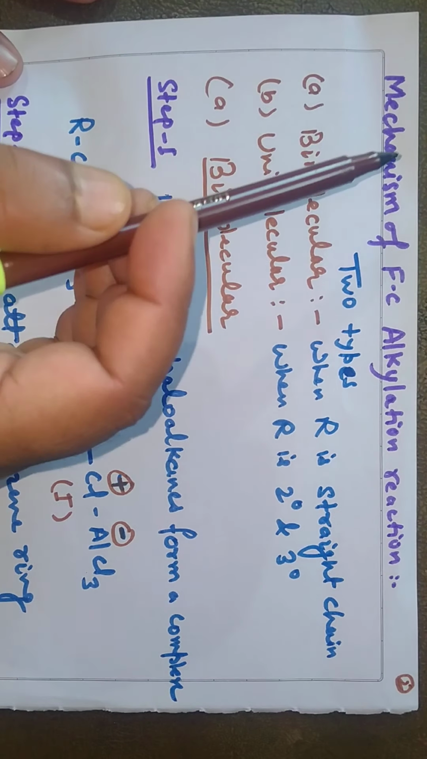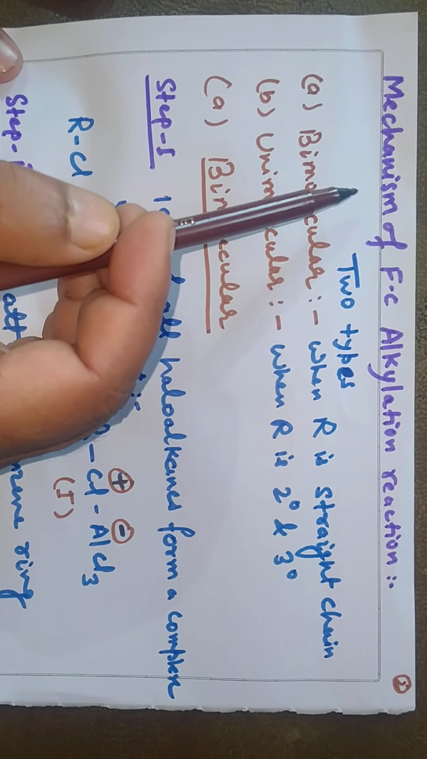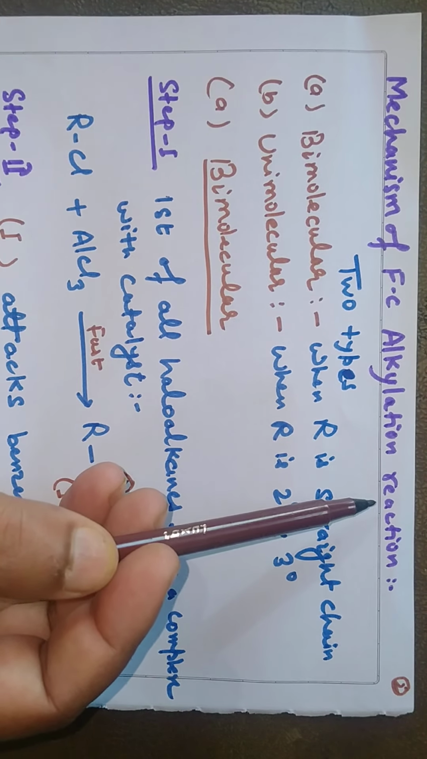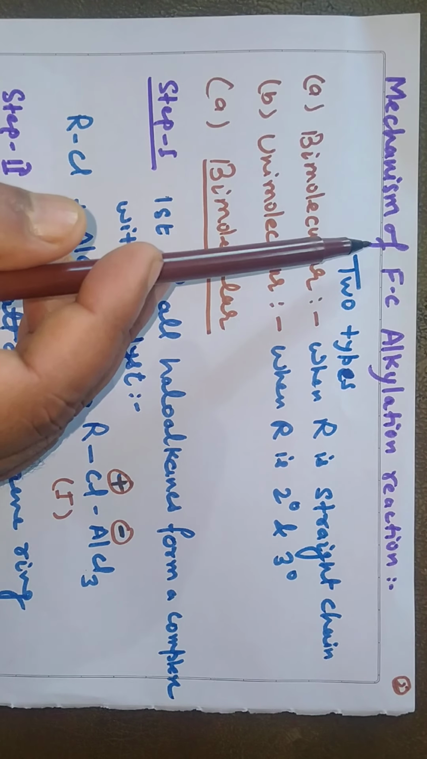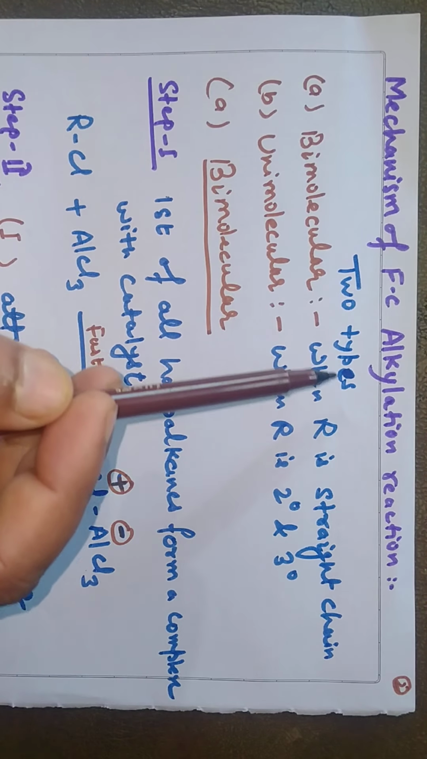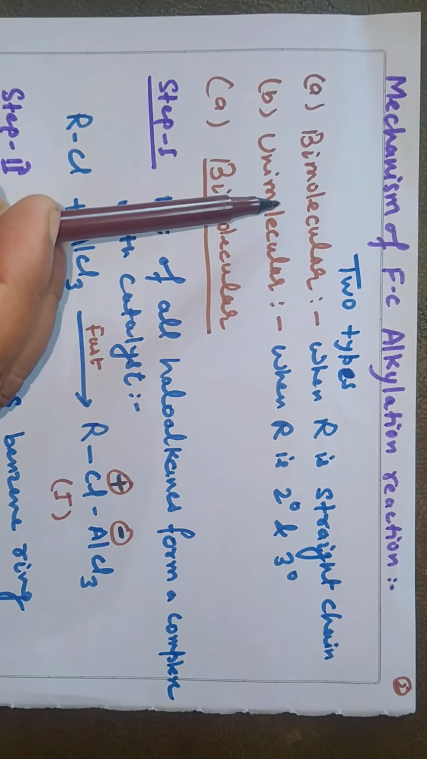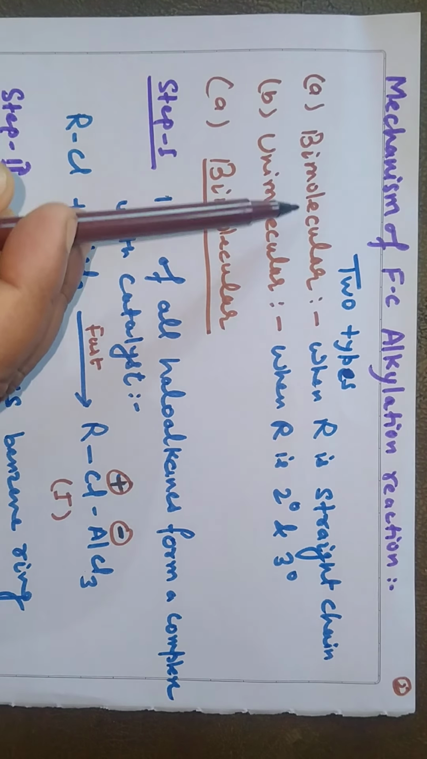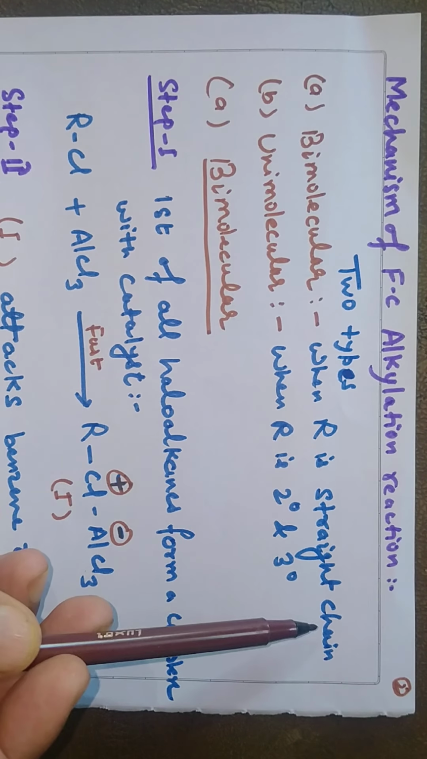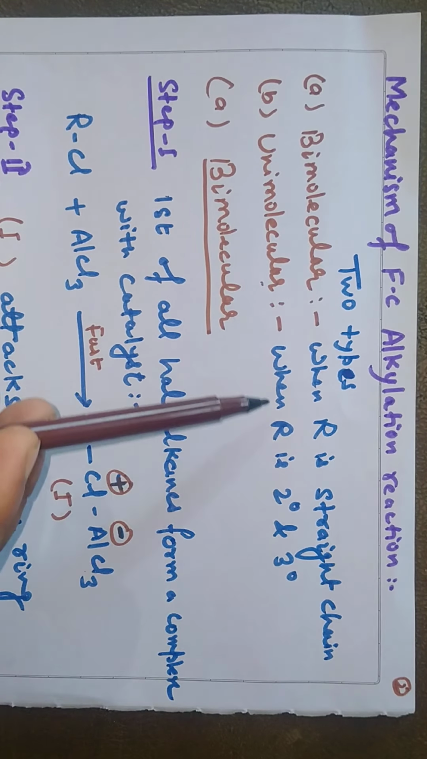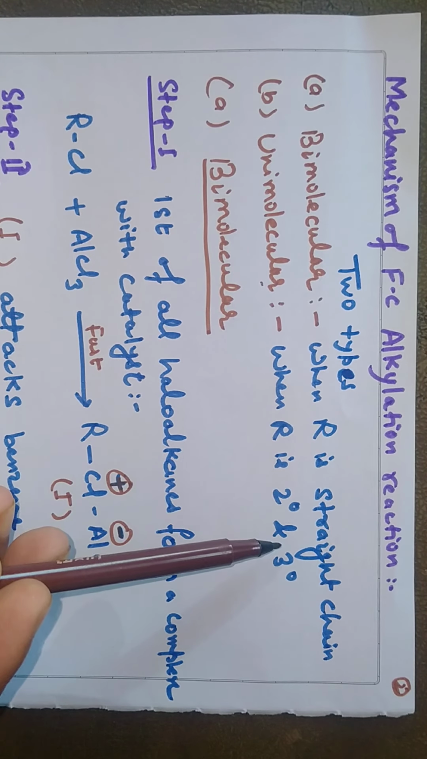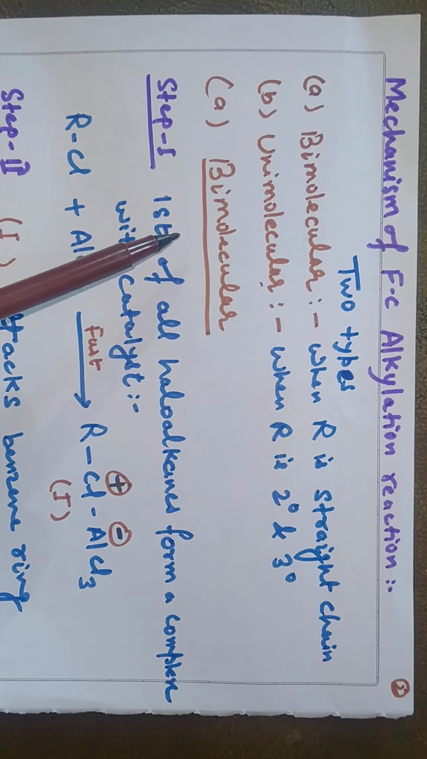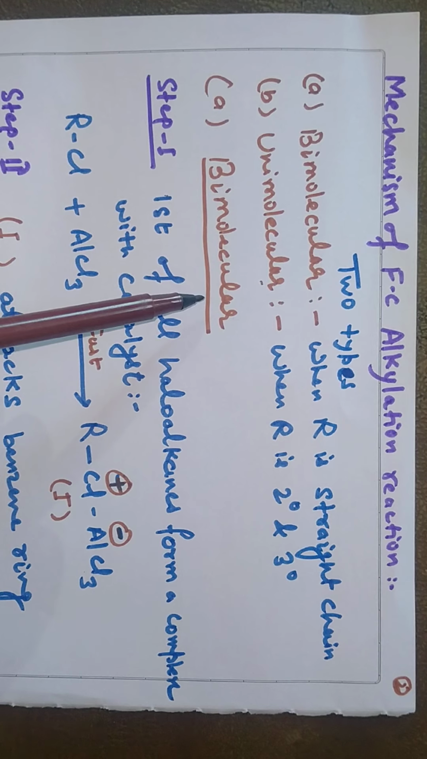Dear students, in this video, I am going to discuss the mechanism of Friedel-Crafts alkylation reaction. So here, Friedel-Crafts alkylation reaction is of two types, one bimolecular and the second one unimolecular. In bimolecular, R is a straight chain, and in unimolecular, R is a 2 degree or 3 degree carbon. So let us first discuss the mechanism of the bimolecular reaction.